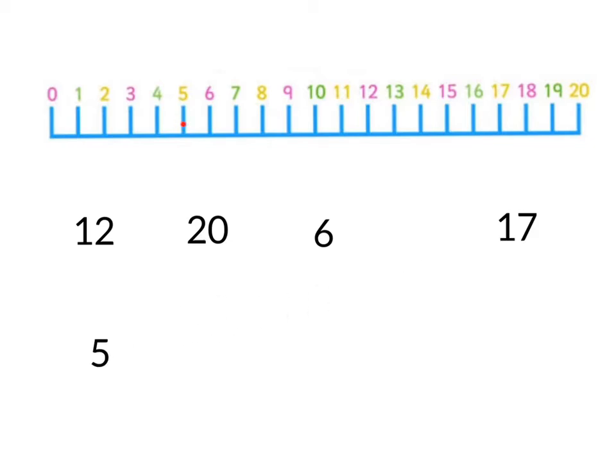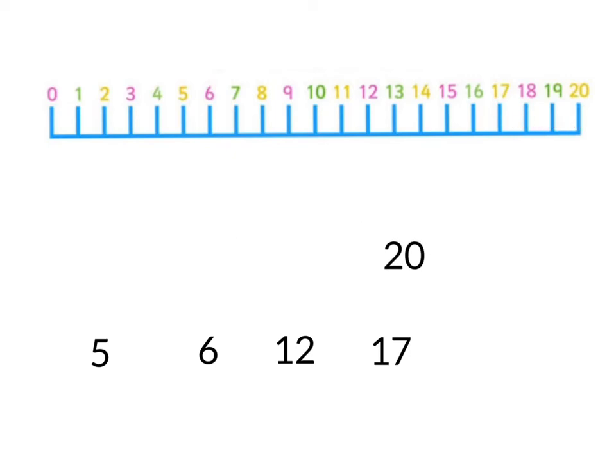My next number that comes up is the number 6. After that, my next number as I go along my number line is the number 12. Keep going along the number line. My next one is the number 17. And moving along the number line again, my last number is the number 20. So I have put these numbers in order from smallest to biggest.